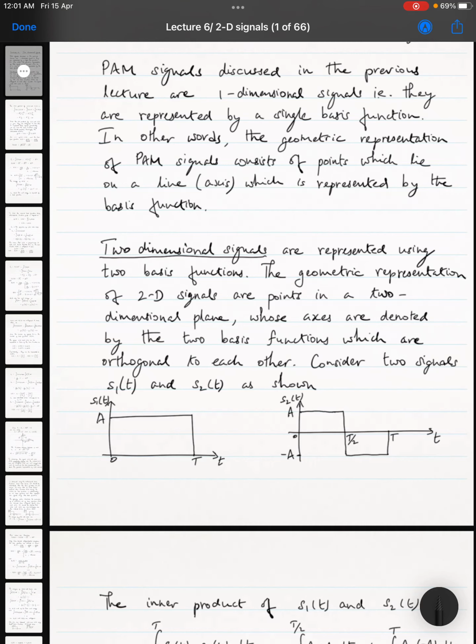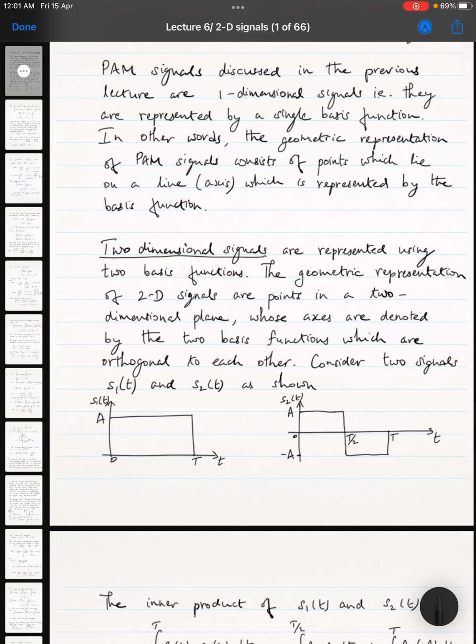And in the last lecture, we also talked about how to construct orthogonal signals which are non-overlapping. So if you want to construct a set of, say, an n number of orthogonal signals over a duration t, we saw how we could construct them by having them as non-overlapping signals over the duration t.